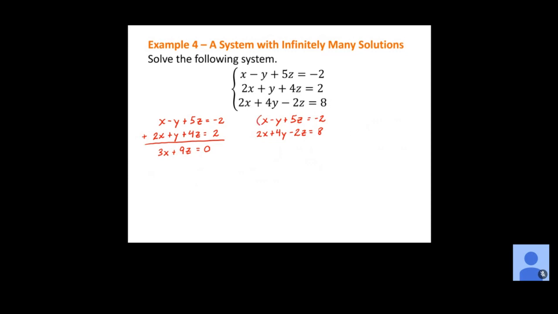Okay, good. Multiply the first equation by 4 because we need to eliminate that y. So if I do that, we're going to get 4x minus 4y plus 20z equals negative 8. Keep the bottom equation, 2x plus 4y minus 2z equals 8. Now we can eliminate the y, so add those together. We're going to get 6x, y's cancel, 20z plus negative 2z gives us 18z, and then negative 8 plus 8 is going to give us 0.